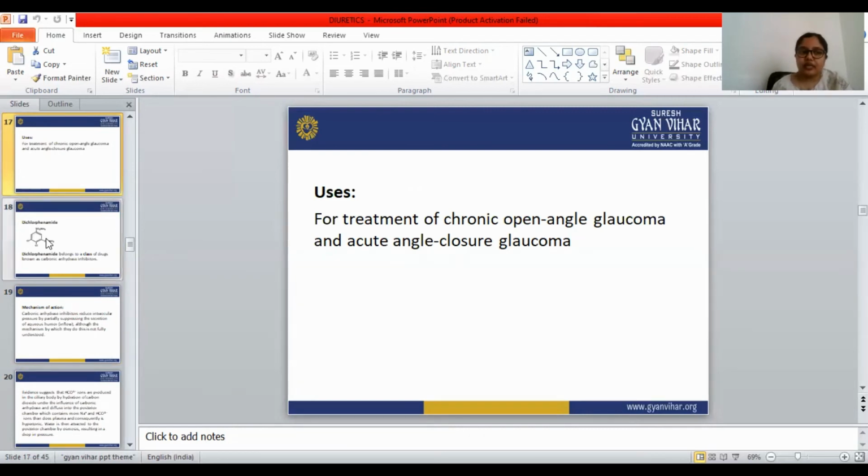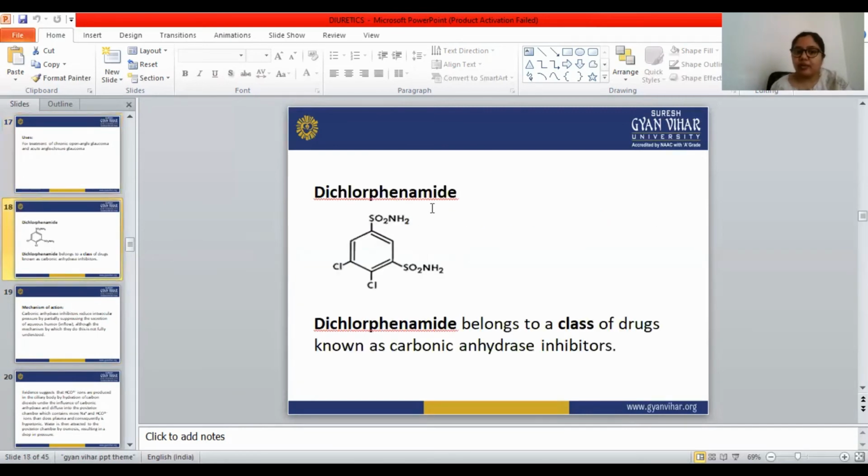And our next drug is dichlorphenamide. Dichlorphenamide comes under the benzene ring category. There are two categories: the first one is heterocyclic sulfonamides, and the second one is the benzene, meta 1,3 benzene sulfonamide. So this comes under the benzene ring.